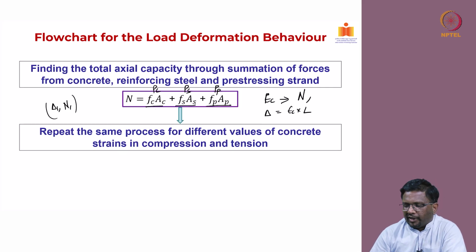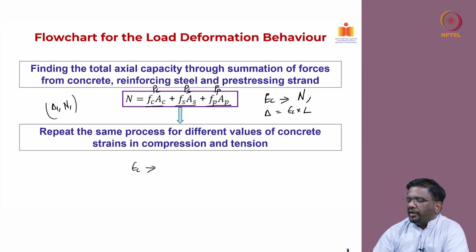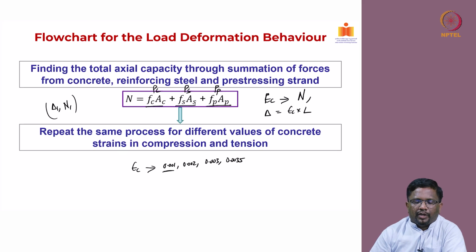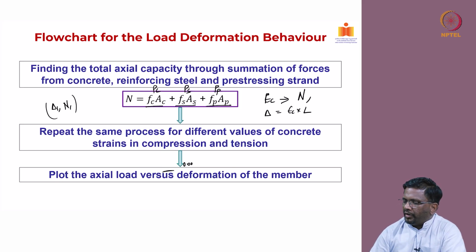This is also called a strain controlled approach because we keep increasing epsilon c from, let us say, 0.001, then 0.002, then 0.003 and 0.0035, like that, until the ultimate strain that you think is appropriate, right. So, that is why it is called strain control. For each of these values, you get one value of delta 1 and one value of N1, right. Then you can plot the entire load deformation curve. Okay. This is the way that we plot the entire load versus deformation curve of the member.